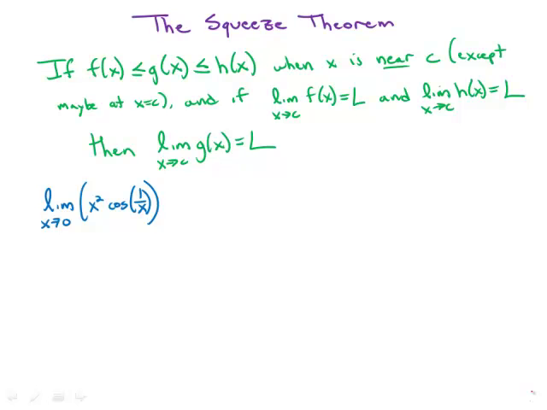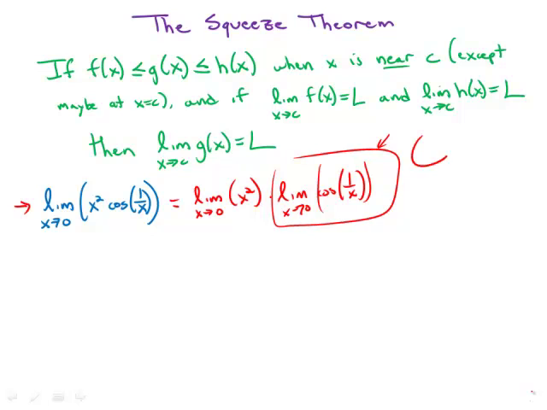So let's use the squeeze theorem on this particular example here, the limit as x approaches 0 of x squared times cosine of 1 over x. Now you might be tempted to try and break this up into a product. Limit as x approaches 0 of x squared times the limit as x approaches 0 of cosine of 1 over x. The trouble is that this latter limit does not exist. And so we can't use a simple product here. So we're going to have to use the squeeze theorem.